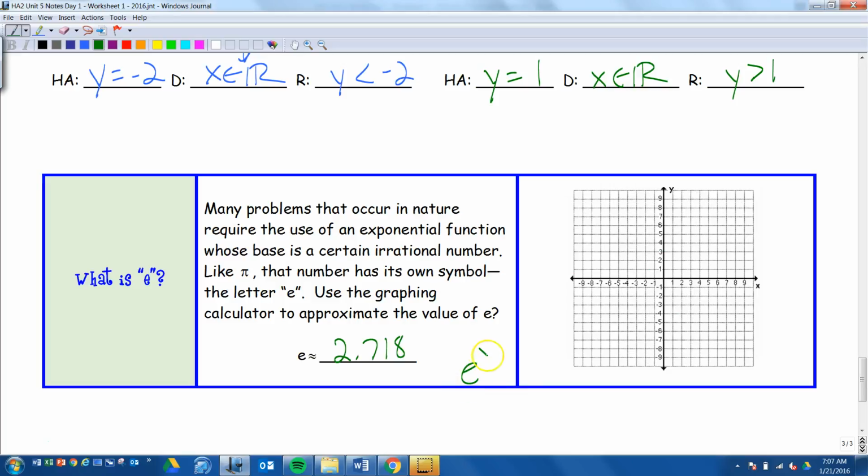So if we do e to the x, the graph of that looks like this, 2.7, and then 2.7 to the second is like 7 point something. So it's the same looking graph, it just has a different base. And that's the parent function for e to the x, which we will use a few times.